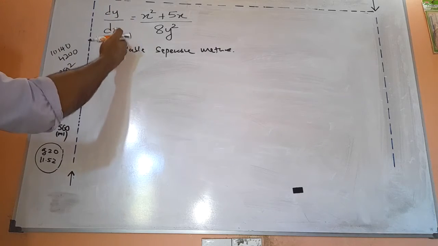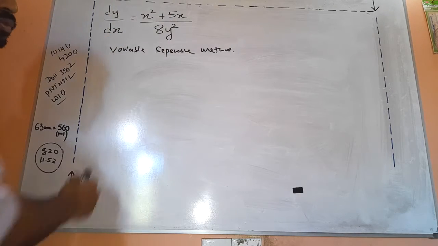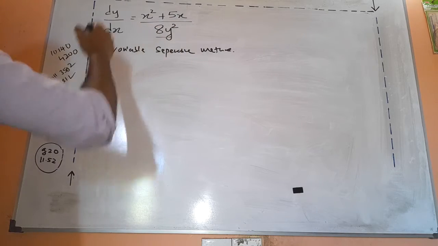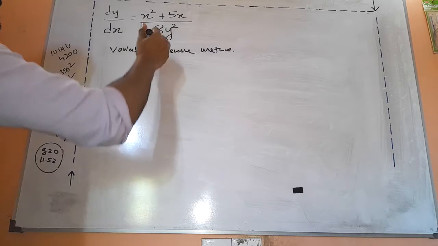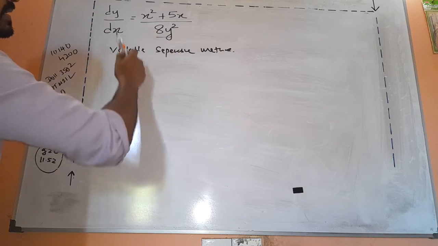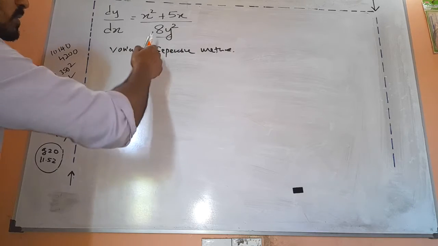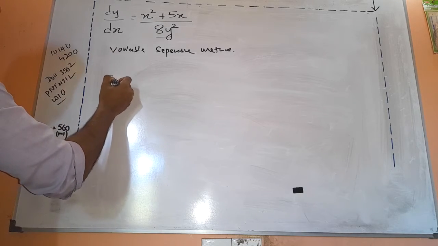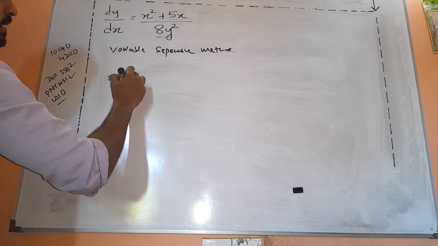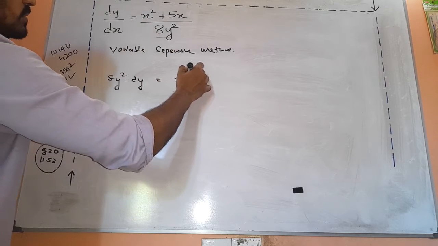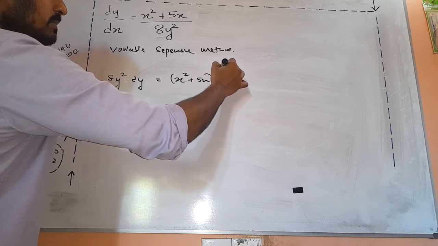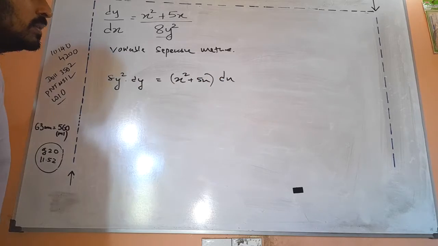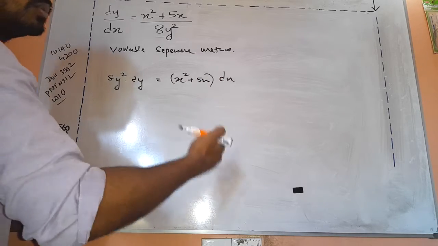Now here you can see dy by dx equals this. You can do cross multiplication and keep all the y terms with dy, right? You can consider this constant 8 with the y square term, or if you want you can put the 8 in the numerator also, that's not a problem. So 8y squared dy equals (x squared plus 5x) dx: y terms with dy, x terms with dx.